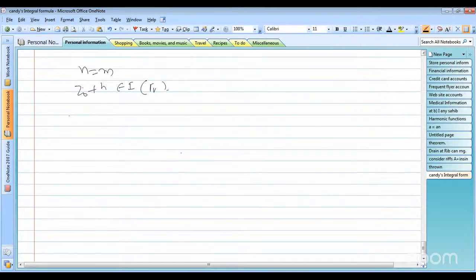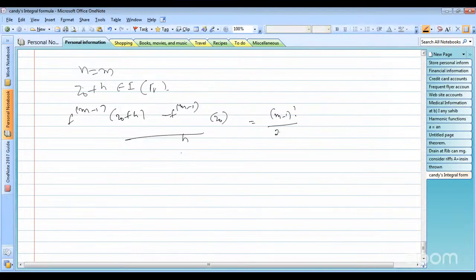I am taking that f^(m-1)(z0+h) minus f^(m-1)(z0), divided by h. So (m-1)!/(2πi) times the integral over gamma of f(z), and therefore I am writing 1/(z-z0-h)^m minus 1/(z-z0)^m. So here I am taking (m-1)!, that is 1/(z-z0-h)^m.